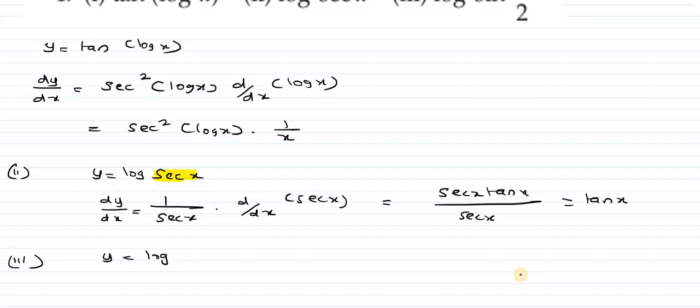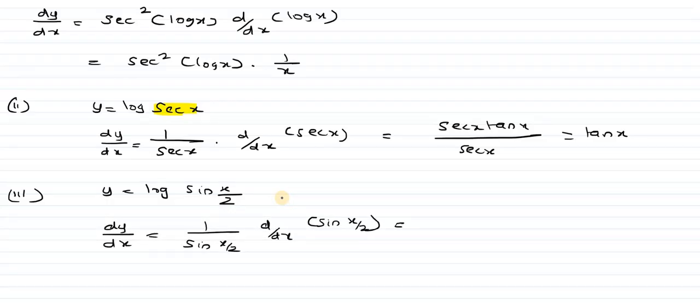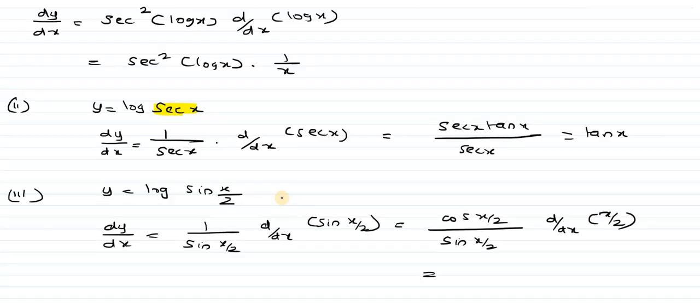Y equal to log of sin x by 2. What is it? Dy by dx will be equal to 1 upon sin x by 2, d by dx of sin x by 2. Correct? So first, sin differentiation is cos x by 2 by sin x by 2. Differentiation of x by 2 is 1 by 2. So 1 by 2 cot x by 2. Cos x by sin x is cot x. Correct? Is it clear? Any doubt till here?